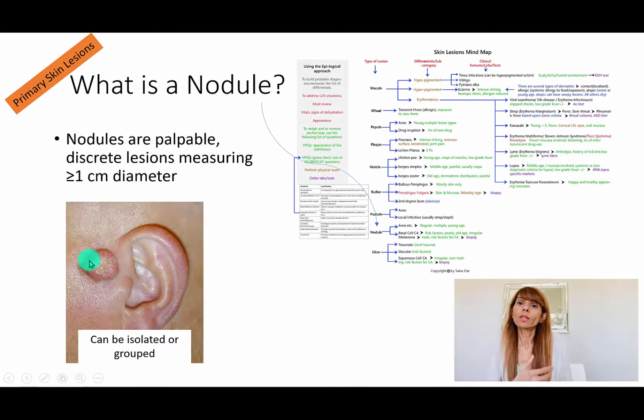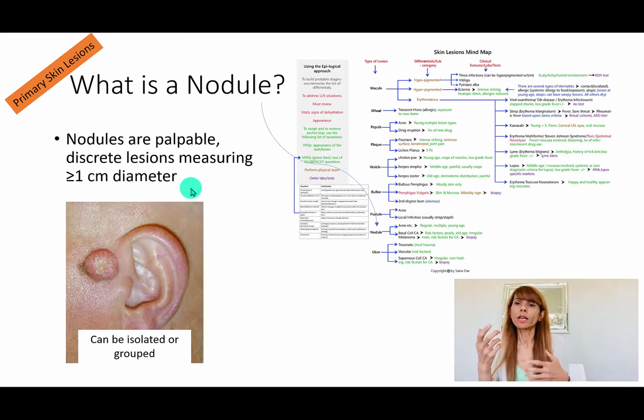So what is a nodule? That is the next lesion on the mind map. So the nodule is going to be a discrete, palpable, raised lesion which is more than 1 centimeter in diameter. Typically they are between 1 to 2 centimeters. If they are bigger than 2 centimeters, we call it a cyst or a tumor.